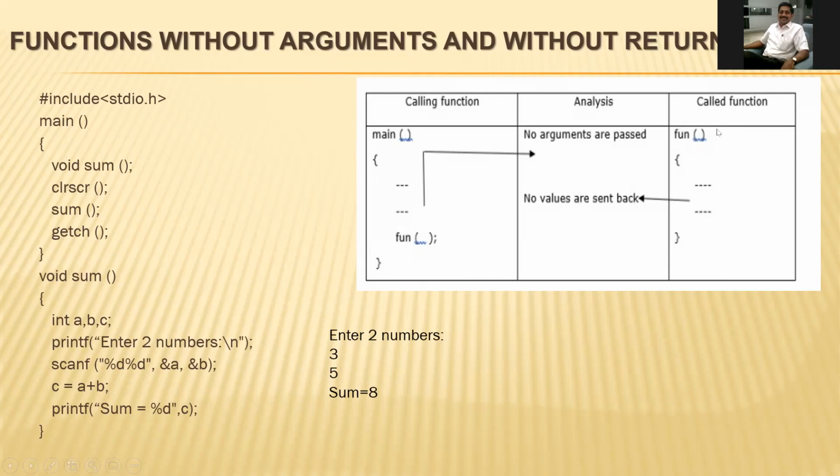At the right hand side, we have written the called function. This is a single function, written for doing a specific task. These statements are all written for that specific task. Now what is the analysis in this first category, functions without arguments and without return values? The calling function is not giving any argument to be passed to the called function.